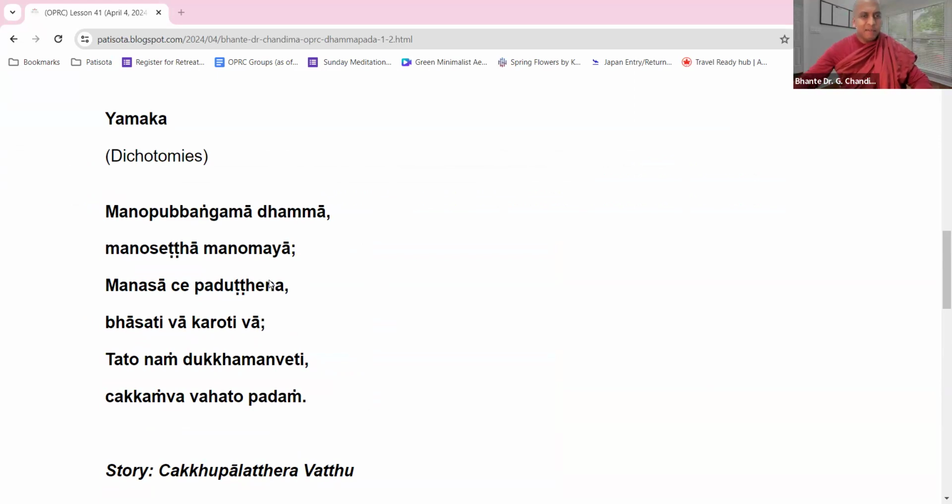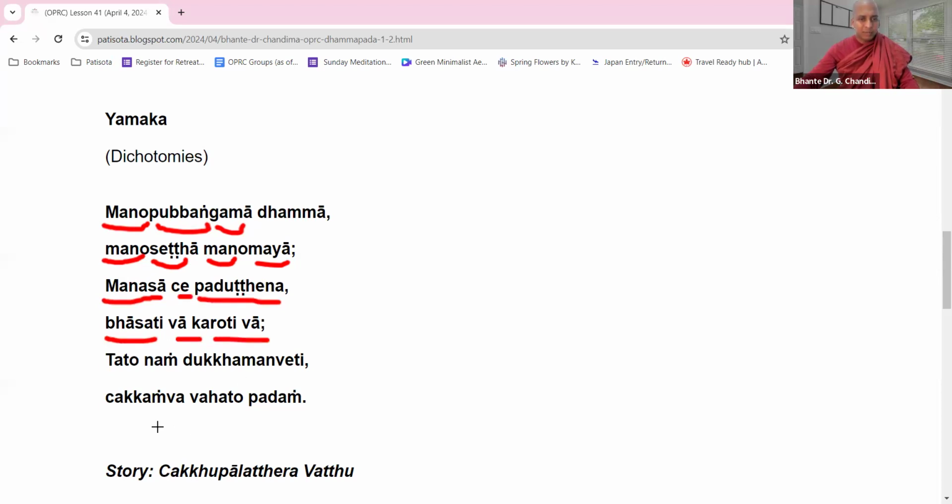Okay, first one. Mano pubbangama dhamma, mano settha, mano maya. When you say these Pali words, you have to make a pause here. Mano pubbangama. You pause here. Mano pubbangama dhamma, mano settha, mano maya. Manasa che padutthena bhasati va karoti va. Tato nam dukkham anveti, cakkam va vahato padam. That is how we're going to recite.